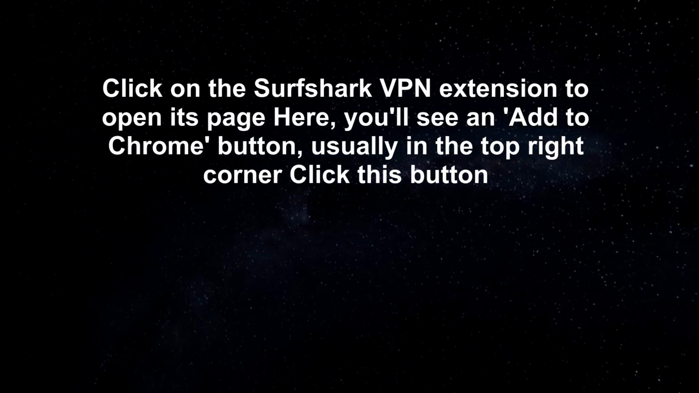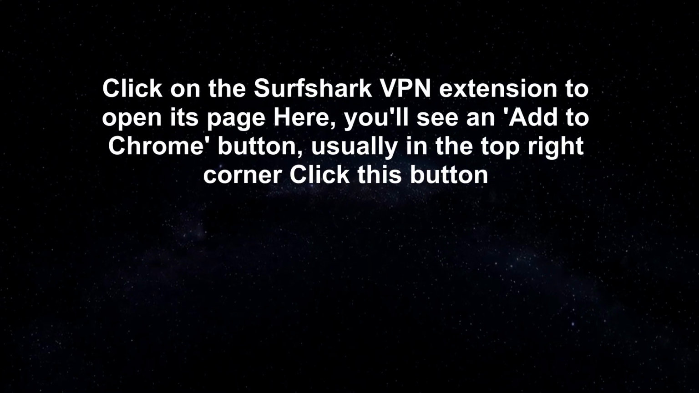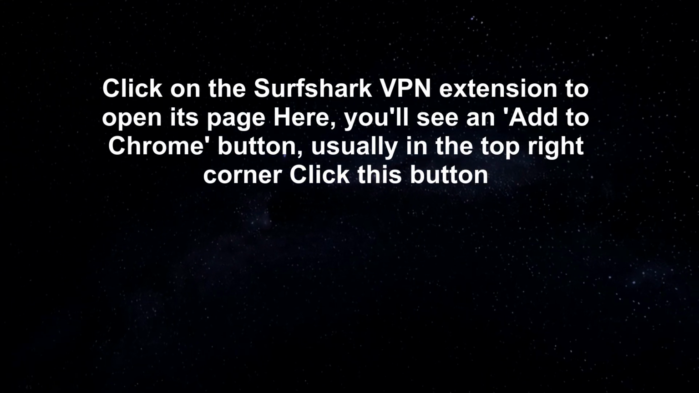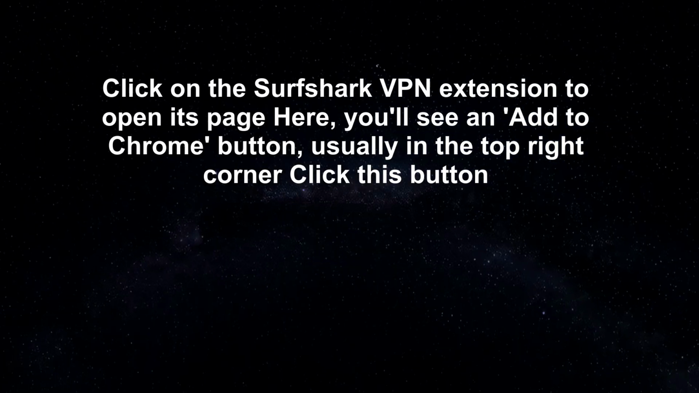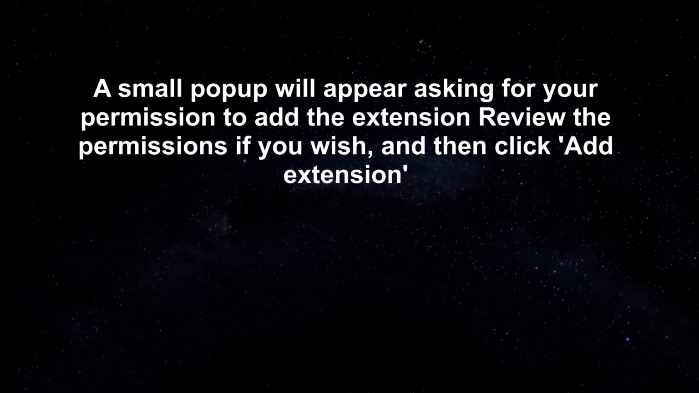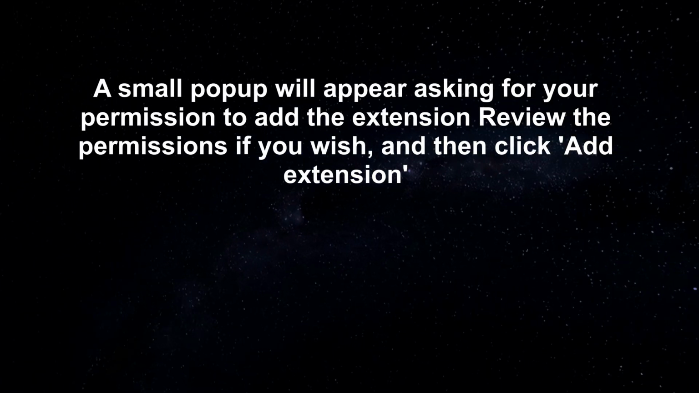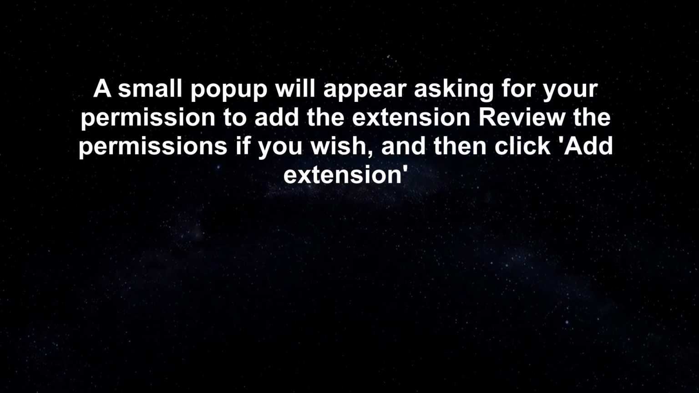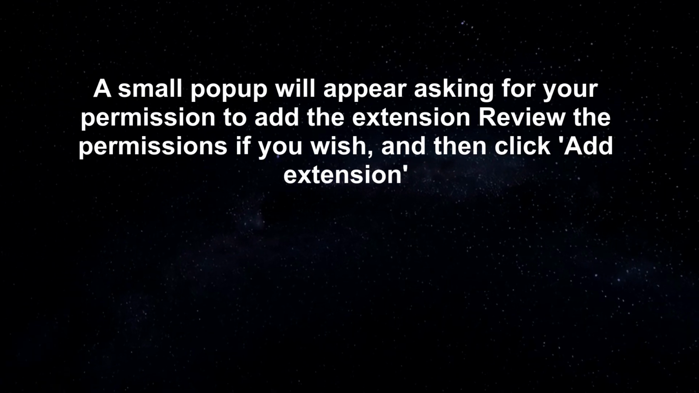Click on the Surfshark VPN extension to open its page. You'll see an Add to Chrome button, usually in the top right corner. Click this button. A small pop-up will appear asking for your permission to add the extension. Review the permissions if you wish, and then click Add Extension.